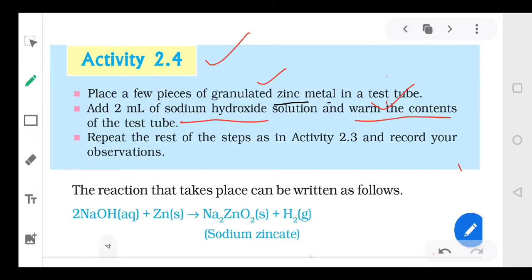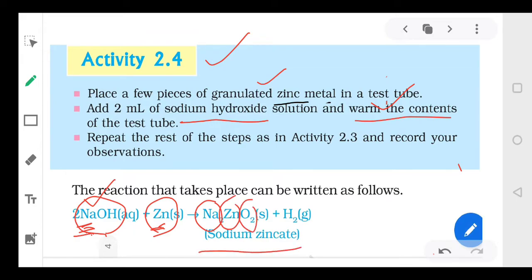Now let's take the reaction. What will happen when we add zinc with NaOH? Just look at the metals, zinc and sodium. Which one is more reactive? We have talked about the reactivity series, if you remember, in chapter 1. You remember? So tell me, which one is more reactive, sodium or zinc? Obviously, sodium is more reactive. So sodium, then you will have zinc and then oxygen. So it will result in the formation of sodium zincate.